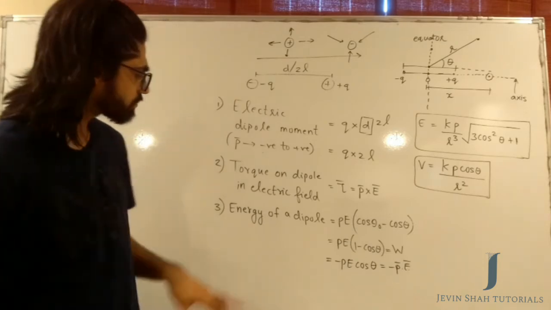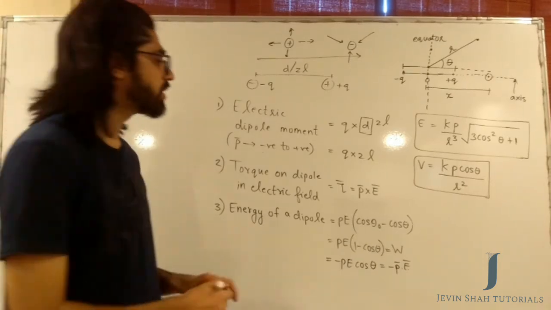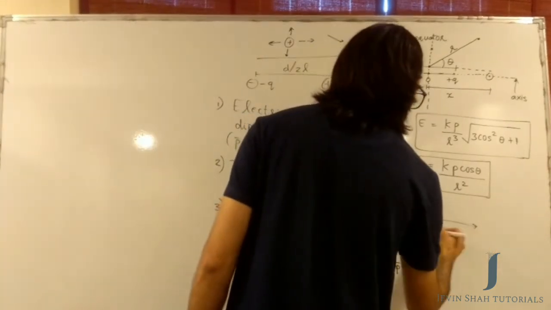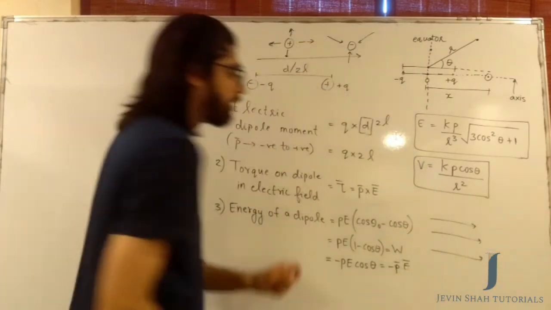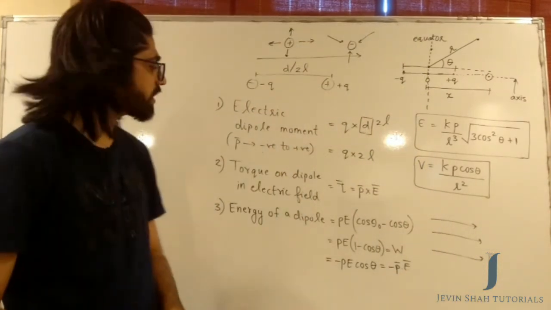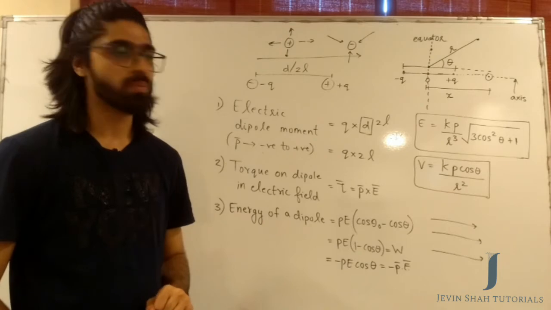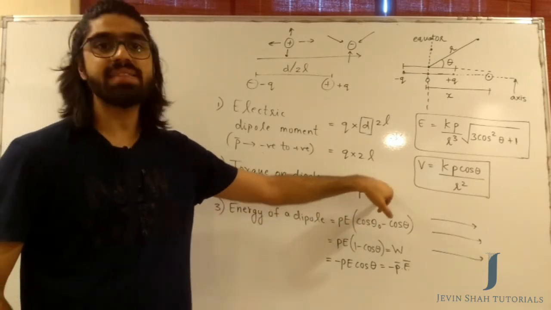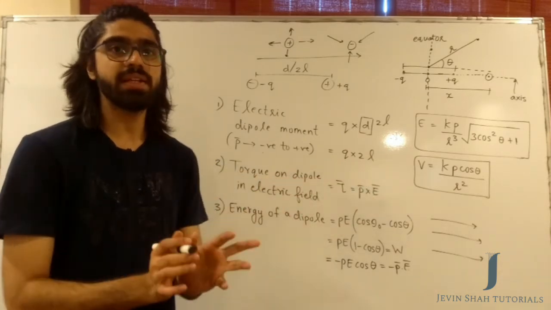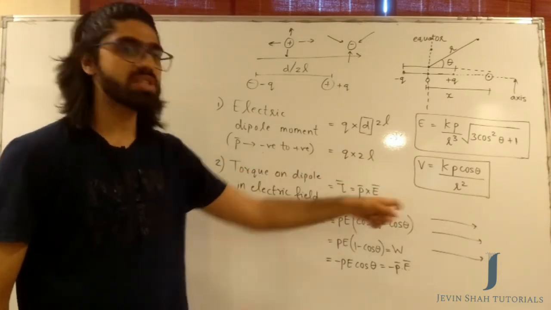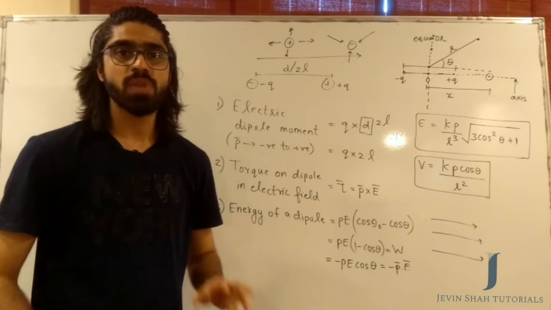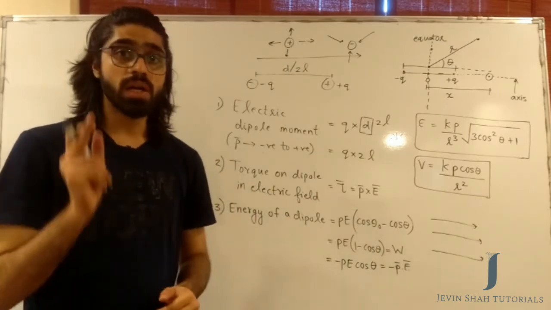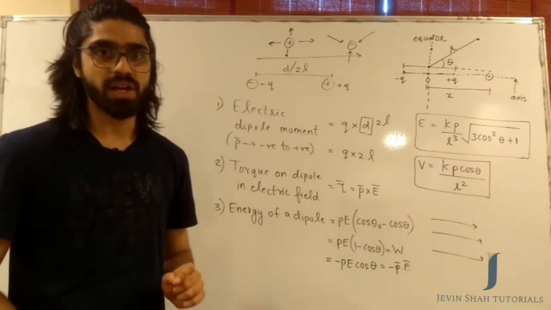One last thing, when we were talking about this, I need you to think of two conditions where the torque on the dipole will be equal to 0. See, the torque on the dipole will be 0 if sine theta will be 0, because tau is pE sine theta. So sine theta will be 0 if theta will be 0 or theta will be 180.